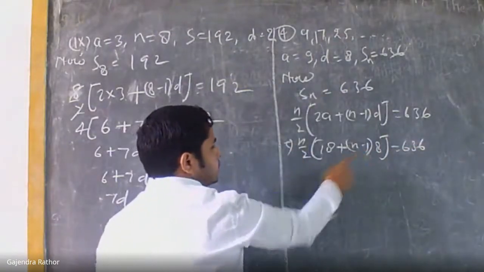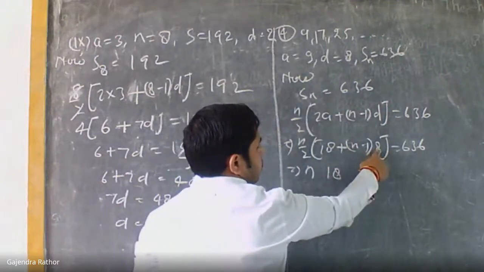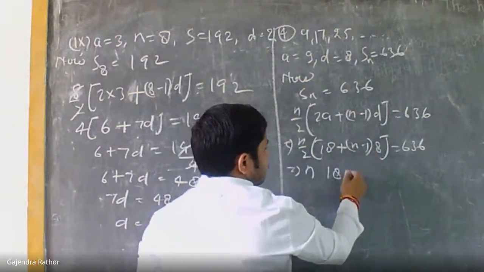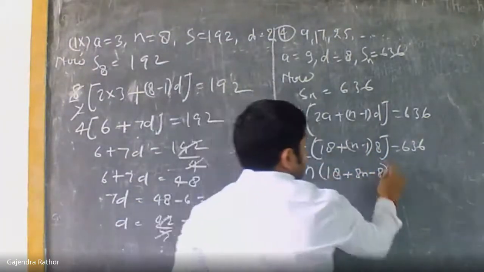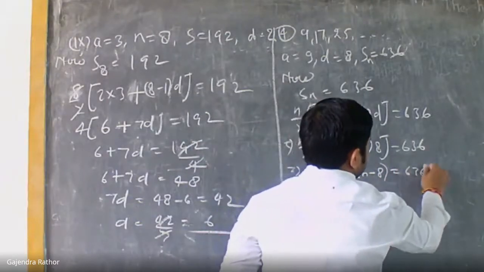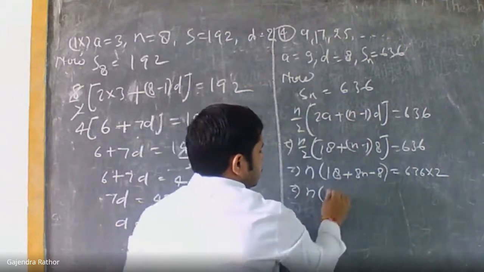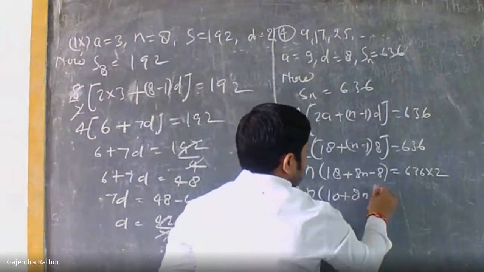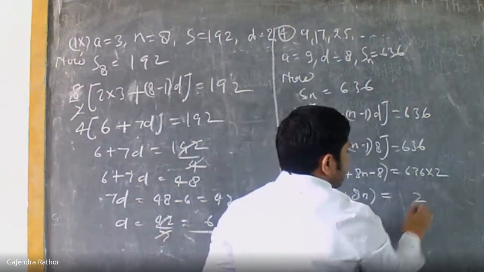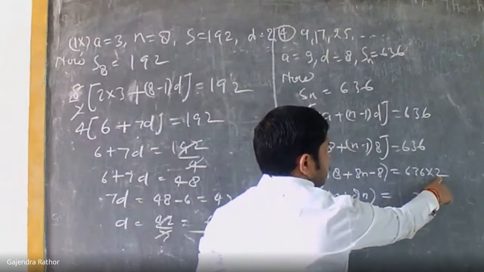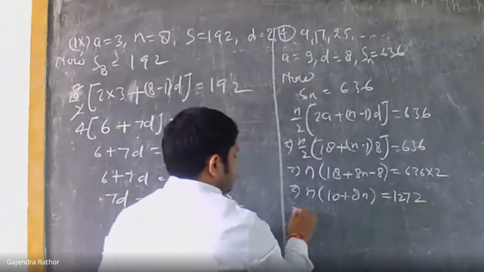Transfer the 2 to the RHS, remaining only n. This is 18. Open the bracket by multiplying: 8 plus 8 into n, 8n minus 8. 636 multiplied by 2, and here n into 18 minus 8 is 10 plus 8n is equal to 636 multiplied by 2. 2 6s are 12, 2 3s are 6, plus 1 is 7, 2 6s are 12, so 1272.